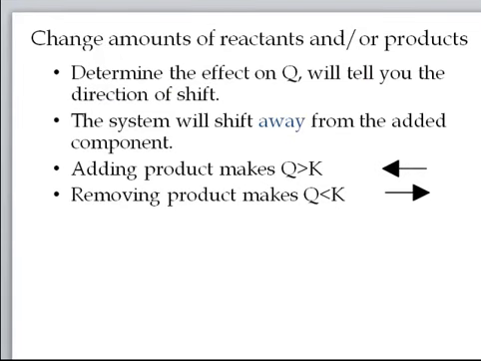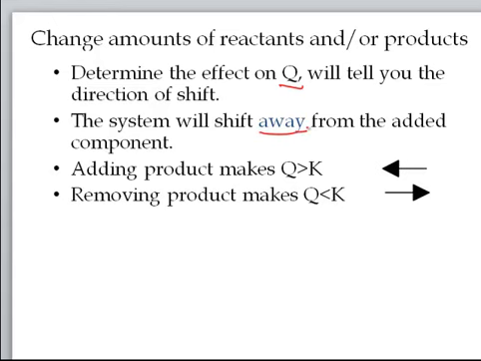Now, as you guys remember from this chapter, we spent a lot of time with K, but we've also talked about Q, and Q being the situation where the system hasn't reached equilibrium, but we want to figure out what's going to happen to it. Are we going to make more products? Are we going to make more reactants? And so if you really focus on the effect on Q, it'll help you figure out which way the system's going to shift. And here's something to just remember: the system will always shift away from the added component.